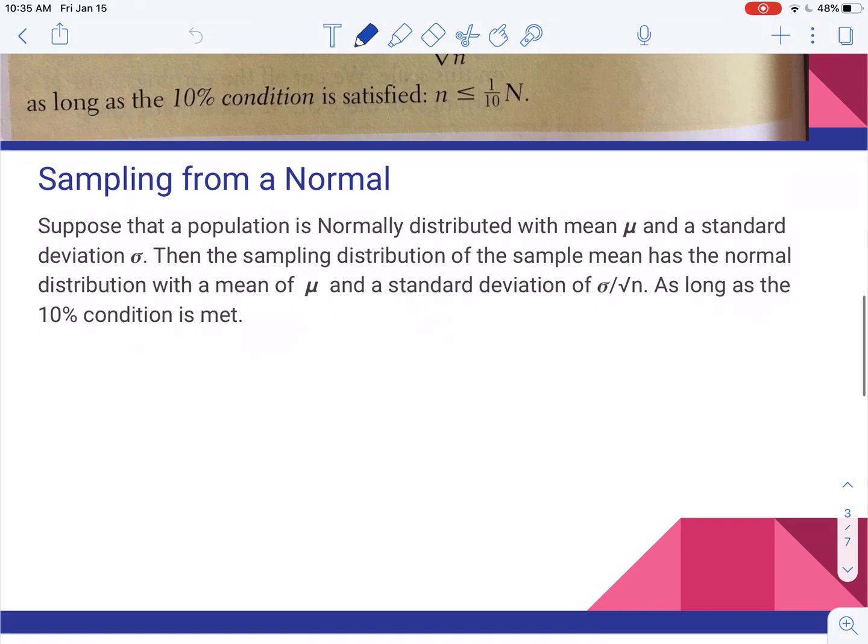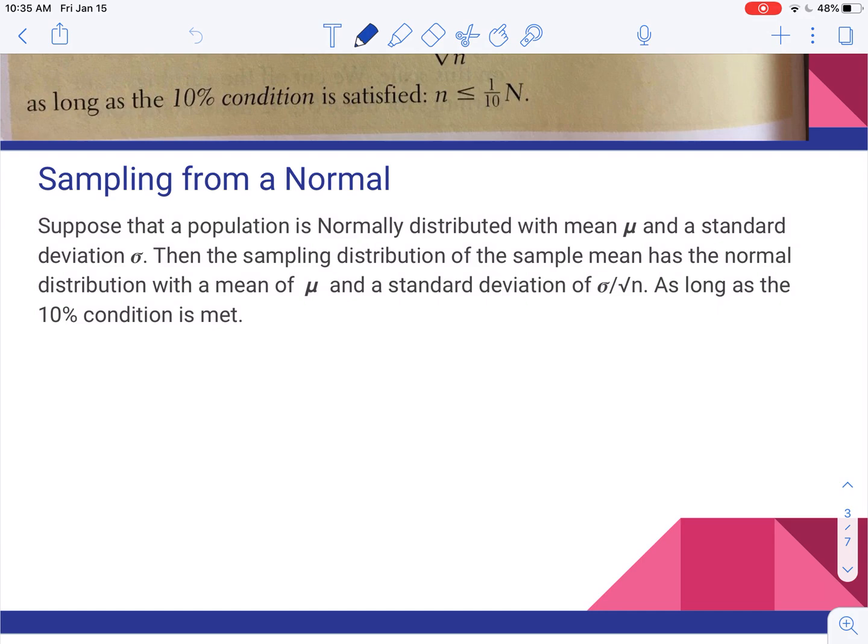If we sample from a normal population, then the sampling distribution of the sample mean has a normal distribution. This does not depend on the size of your sample. As long as we have samples of 2 or above, it's going to have a normal distribution. The sampling distribution will be normal, just like the population distribution, and the standard deviation will be based on the formula we saw above.